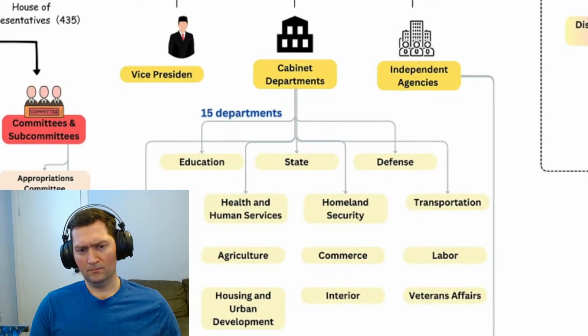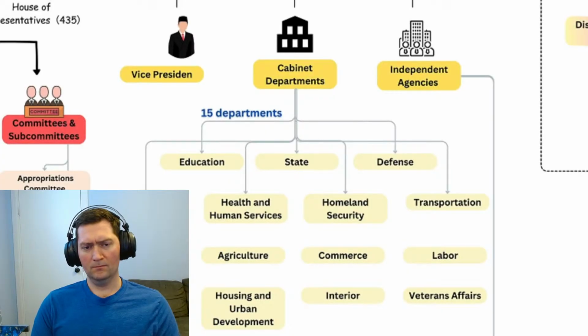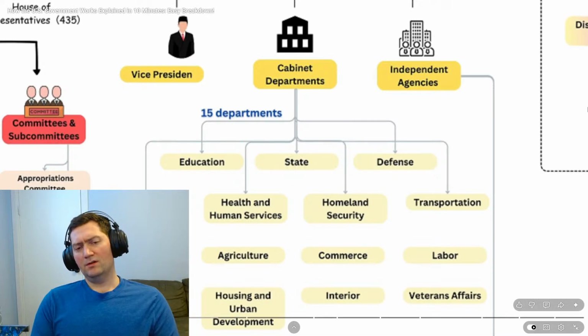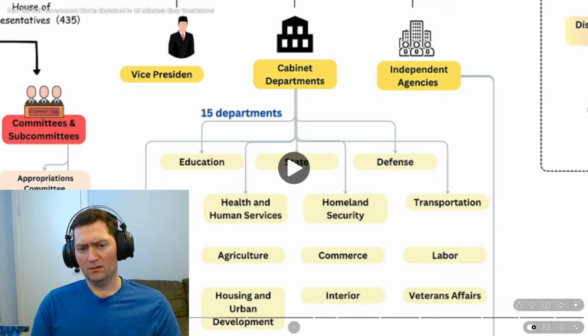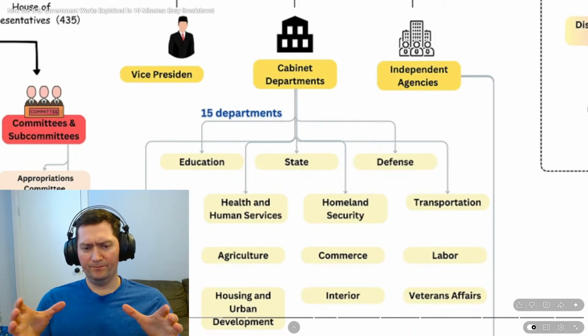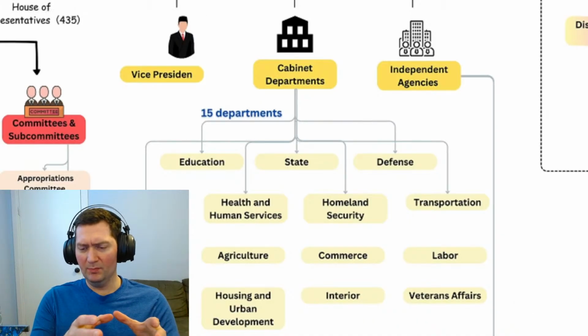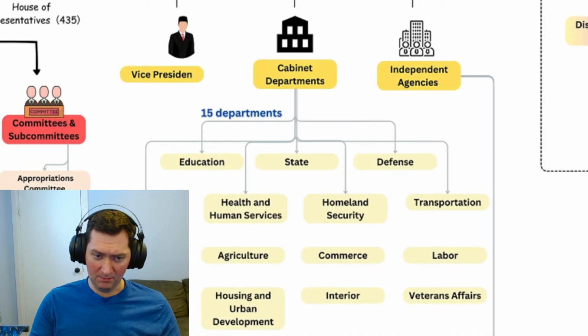At the heart of this bureaucracy lies the cabinet, a group of advisors consisting of the vice president and the heads of 15 executive departments. So these are all chosen by the president, correct? Such as the Department of State, Department of Defense, and Department of Education. Like, the president picks the leaders of each of these departments.